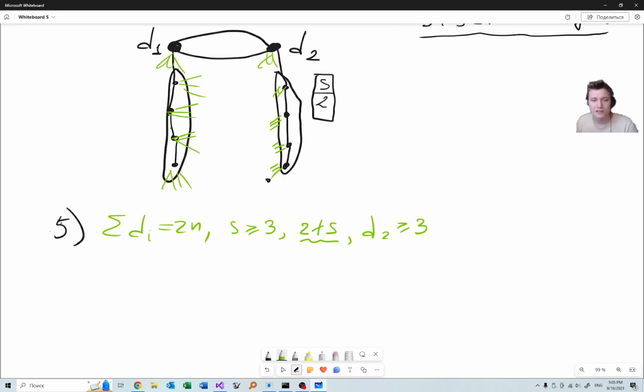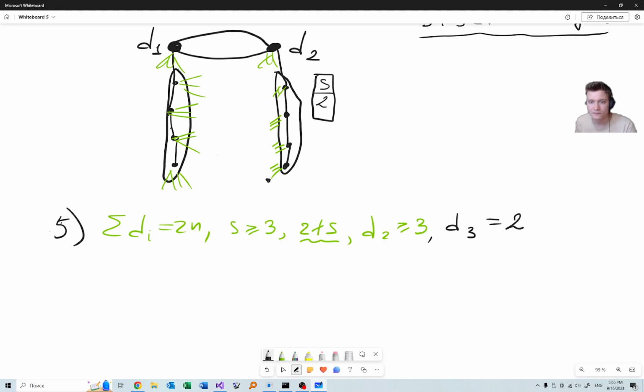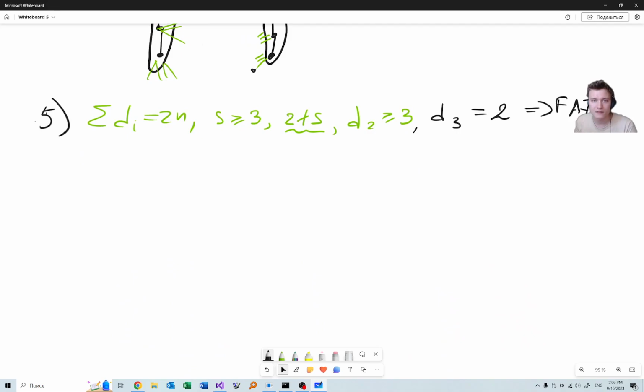So in this case, let's consider the next thing, which is d3 equals 2. I assert that it is fail. Let's again consider the cycle. As I said previously, it has to have at least one vertex of degree at least 3. And if we have only vertices of degree 2, then the cycle is impossible. We cannot add any other vertices to this graph. So there is a vertex of degree at least 3.